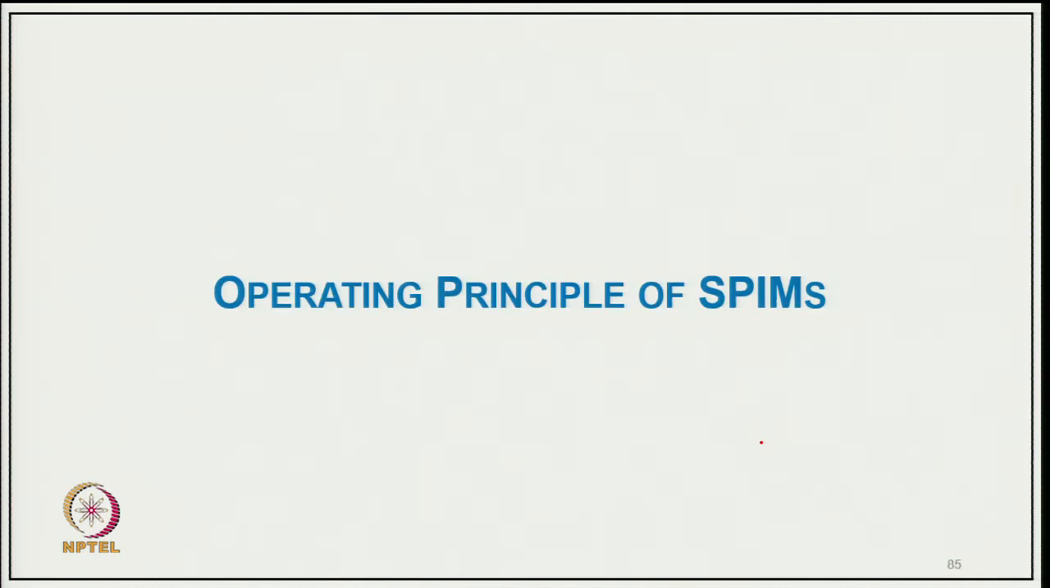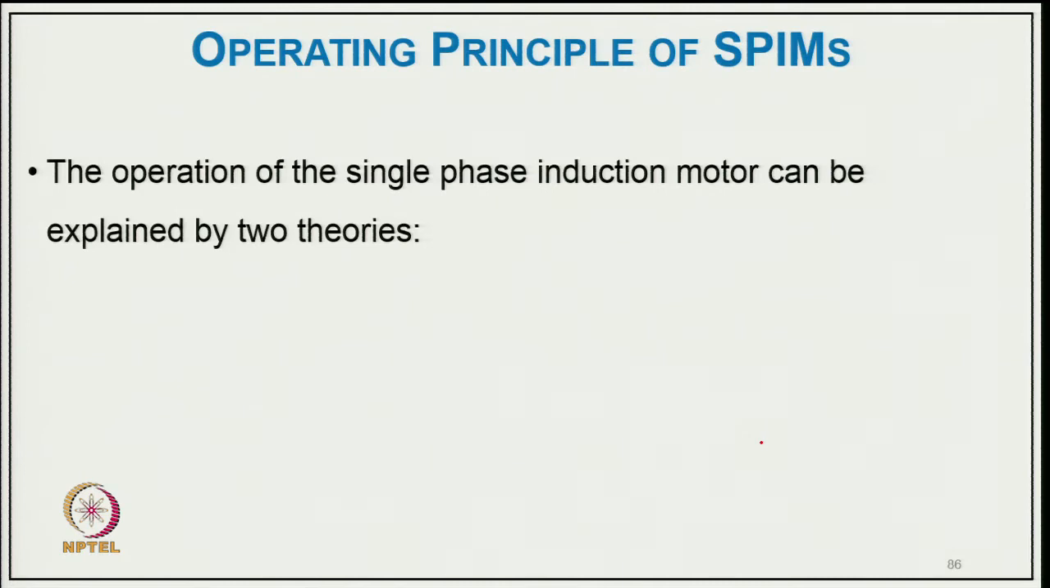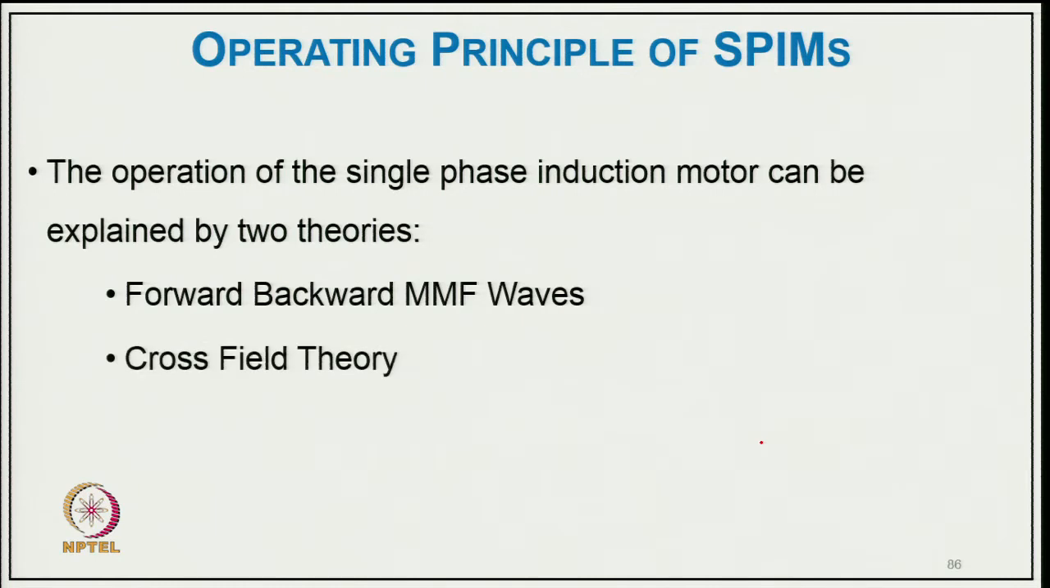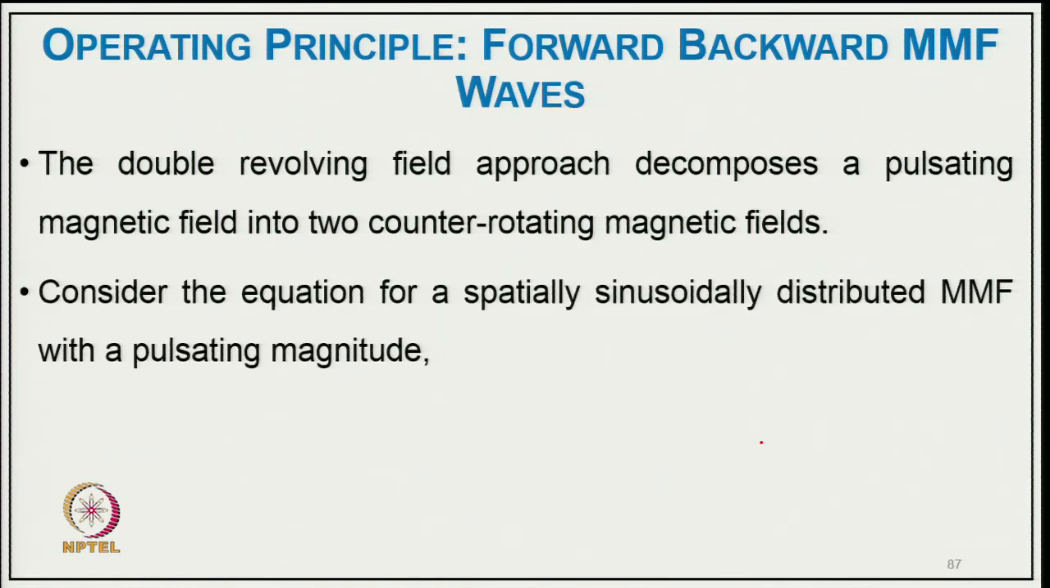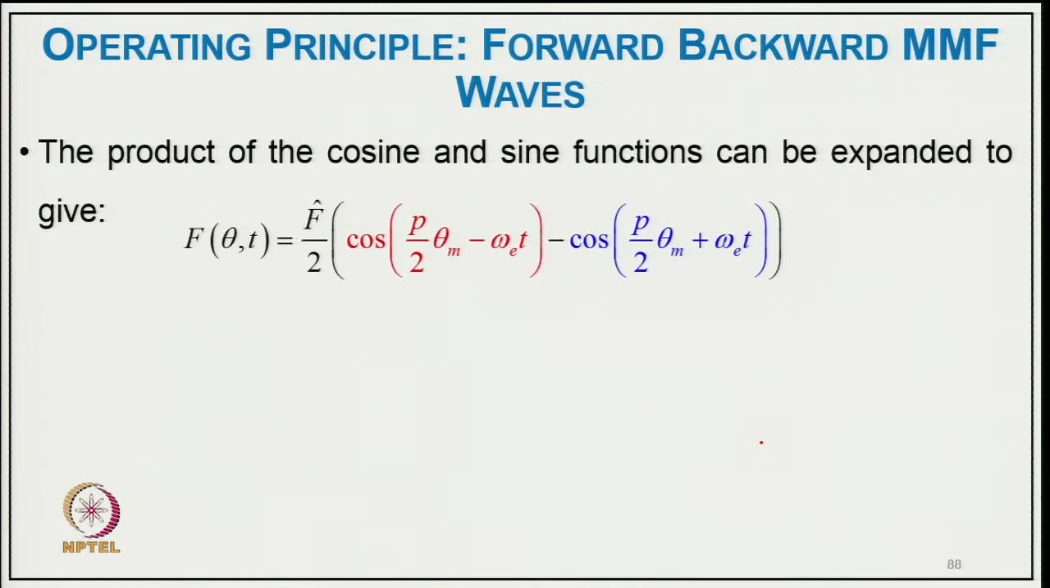The operating principle of the single phase induction motor: the operation of a single phase motor can be explained by two theories, the forward and backward MMF wave, and the cross field theory. So, the double revolving field approach decomposes the pulsating magnetic field into two counter rotating magnetic fields, and considers the equation for a spatially sinusoidally distributed MMF with pulsating magnitude, that is F(theta, t) equals F sin omega t sin (p/2) theta m, or you can say the product of sine and sine will give you F/2 [cos((p/2) theta m minus omega t) minus cos((p/2) theta m plus omega t)].